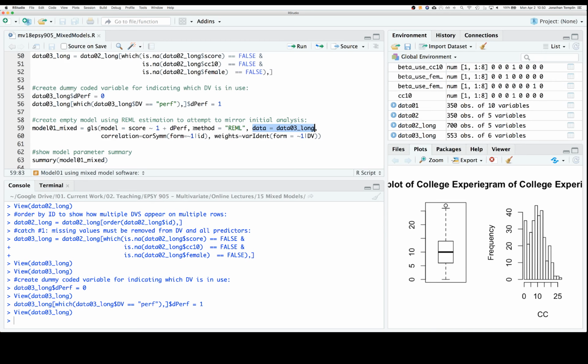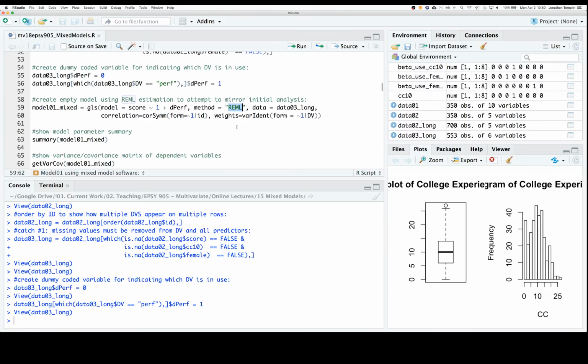The first option, we tell it method equals REML. That tells us we want to estimate this using residual maximum likelihood. Again, residual maximum likelihood is good because it gives unbiased estimates of our variances and covariances for the analysis. That's important particularly when we have small sample sizes, because those variances and covariances go into the Wald tests that are given for each of the model parameters.